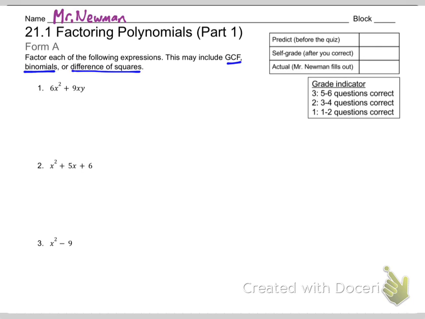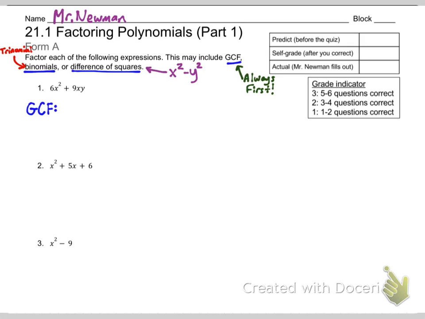So the first thing you have to do is identify which problem you're doing. What I would recommend is always try the GCF first, because you might be able to pull out the greatest common factor first, and then use one of the other techniques to factor. When factoring down to binomials, you'll always start with a trinomial, something like x squared plus 5x plus 6. And for difference of squares, that's going to look like one expression squared minus another expression squared. And it's really helpful to know your perfect squares for that one. So let's get started on this.